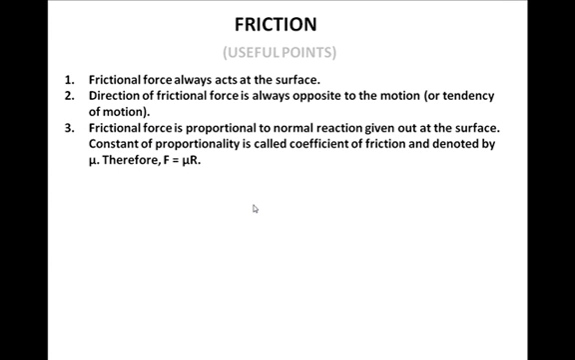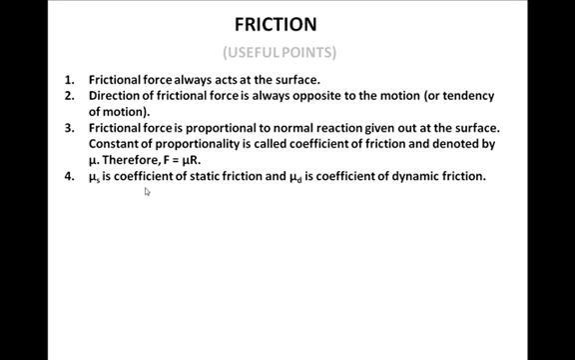Now, a lot of experiments were conducted, and it was found that frictional force is proportional to the normal reaction given out at the surface. At any surface when another surface touches it, a normal reaction is given out on the surface. And the experiments have shown that frictional force at the surface is proportional to this value of normal reaction. Now, the constant of proportionality is called the coefficient of friction and is usually denoted by mu, and therefore we can write friction as mu R, where R is the normal reaction at the surface.